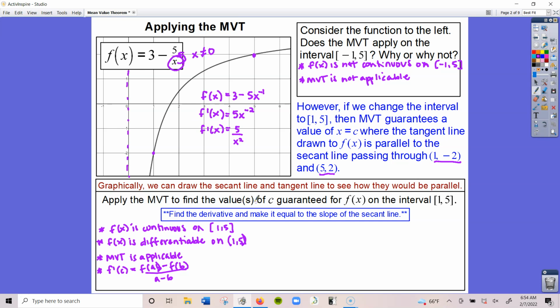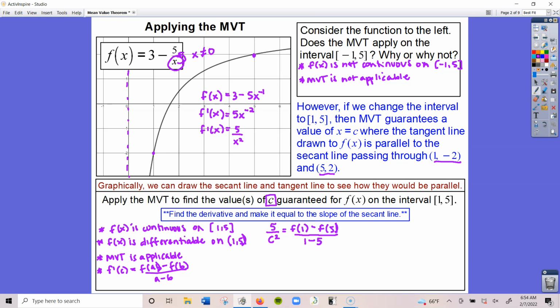Now keep in mind that MVT is asking you to solve for a value of C. So notice here my notation is f prime of C. So I'm going to replace the x with C's to remind me that I am solving for C. So f prime of C is going to be 5 over C squared. And I'm going to make this equal to f of 1, that's my A, minus f of 5, which is my B, all over A minus B, so 1 minus 5.